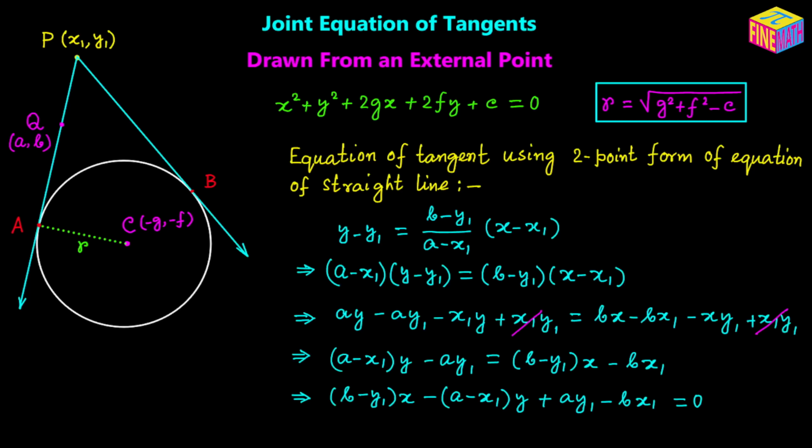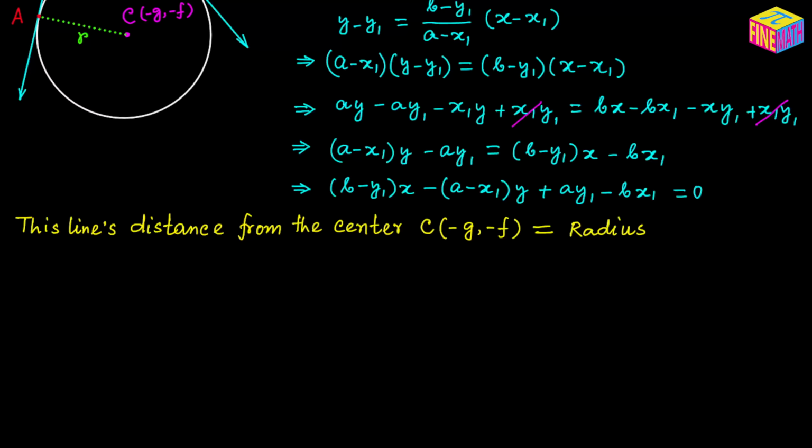Next, let's try to find out what would be the distance of this line from the center. Obviously, the distance of a tangent line from the center is the radius of the circle. So here I have noted that this line's distance from the center, which is C, located at negative g comma negative f, is equal to the radius of the circle. And then let's use the formula for the distance of a straight line from a given point. Using that formula, we can say that the distance of this line from the center will be like this.